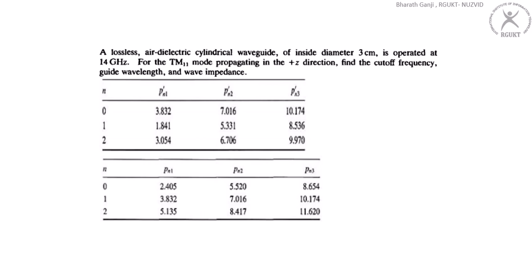So this question is about a circular waveguide, a lossless air filled circular waveguide. So mu r and epsilon r are equal to 1, and the inner diameter is given. So a is given as 3 centimeters, and the operating frequency is given as 14 gigahertz. They are saying that a TM11 mode is propagating, and they want you to find the cutoff frequency, guided wavelength, and wave impedance.